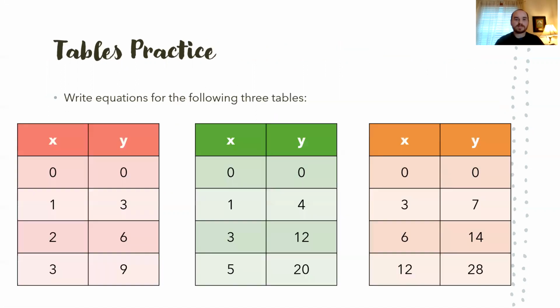So let's look at some examples. I want you all to try these 3 problems. I guess I should probably label them, huh? We'll call this one A, this one B, and this one C. I want you all to try to write equations for these 3 tables.